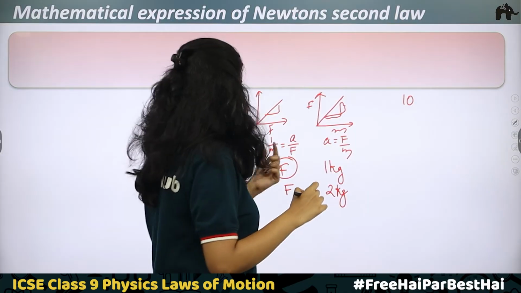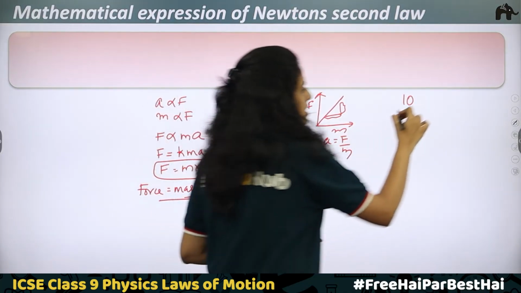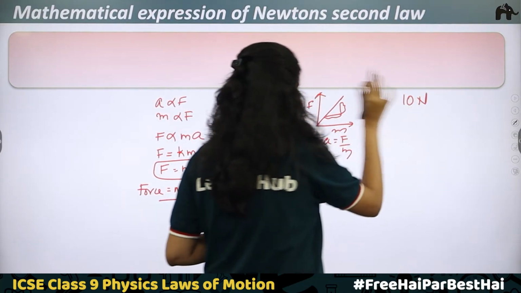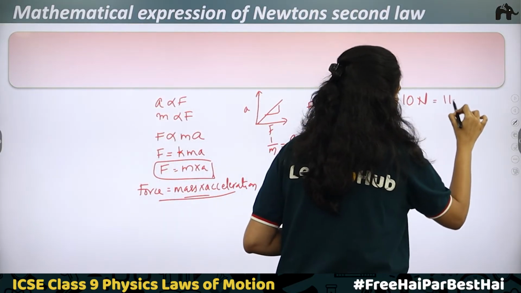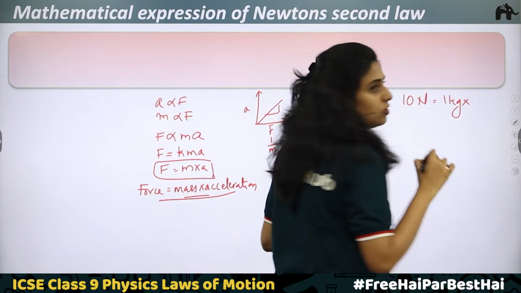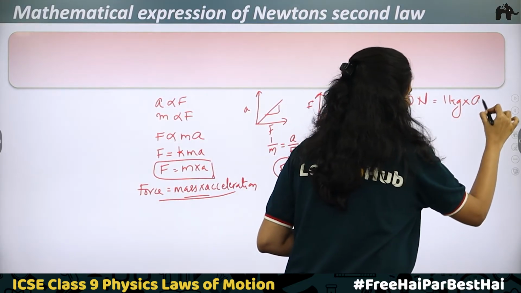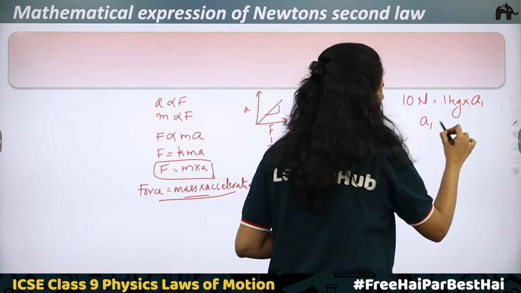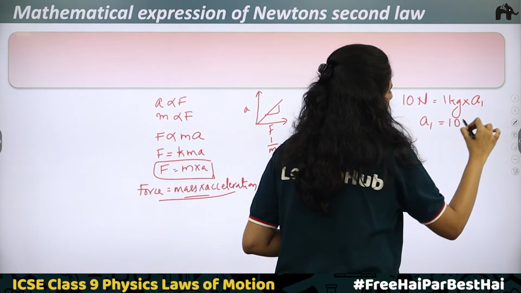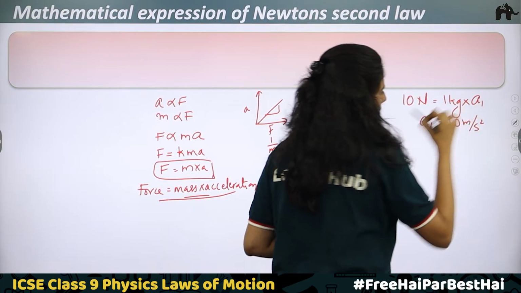10 is the force. Newton is the unit of force, we all know that. So, 10 Newton is the force. We have a body of mass 1 kilogram. We don't know its acceleration, let's say A1. Then what is the value of A1? A1 will be equal to 10 by 1, which is equal to 10 meter per second square.